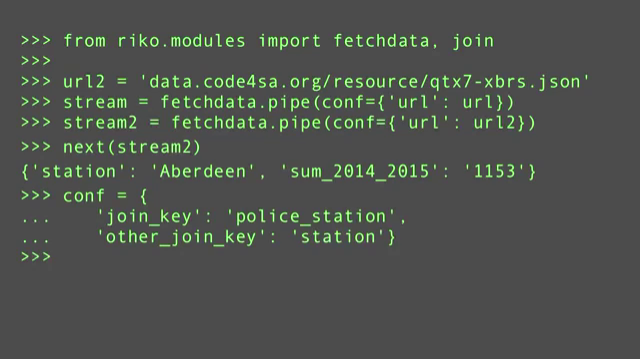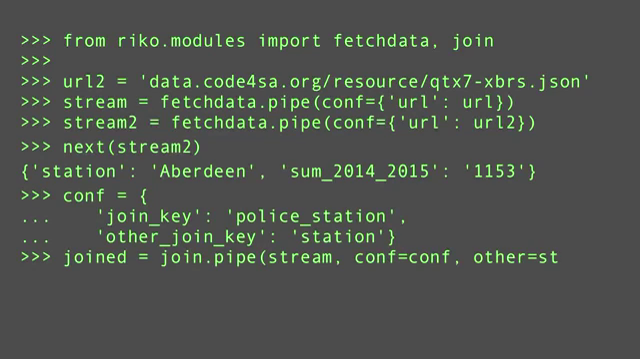Now, since we're joining, we have a join configuration. In the first data set, the key is police station, and in the second data set, the key is station. So here we're saying that we want to take those two data sets, and anytime those two keys match, then merge that data together.